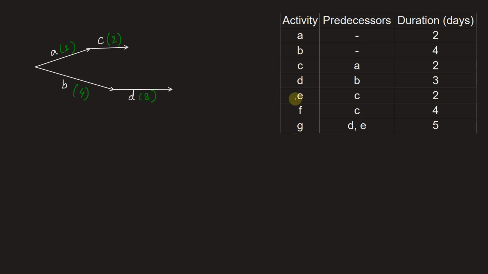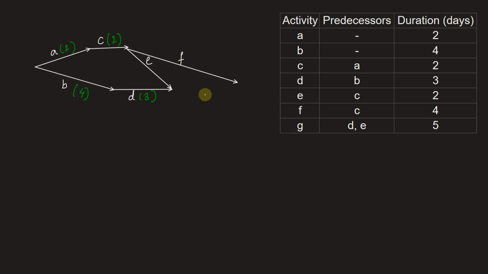Next we have activity E, which has a predecessor C, and activity F, which also has a predecessor C. So E and F both should have the same starting point, which is the end point of C. Let's draw them. Also further we see that activity G has predecessors D and E both together. So D and E should have the same end point, because from there G is going to start. That is why we are going to draw E here like this. Predecessor of E being C, and F we can draw like this. So we can draw F a little bit longer like this.